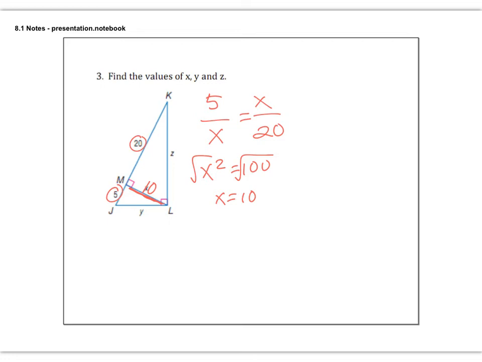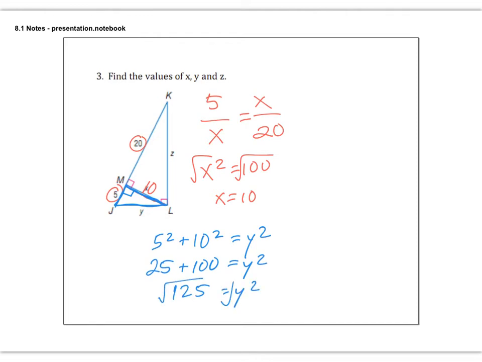Next we're going to try to find Y. So you can see we have a little triangle down here. This corner would be a 90-degree corner. We have two of the three sides, so now we can do Pythagorean theorem. We can do 5 squared plus 10 squared equals Y squared. We end up with 25 plus 100, which is 125. And then we have to take the square root of 125. And we'll just do a decimal answer. So our decimal answer is Y equals 11.18.